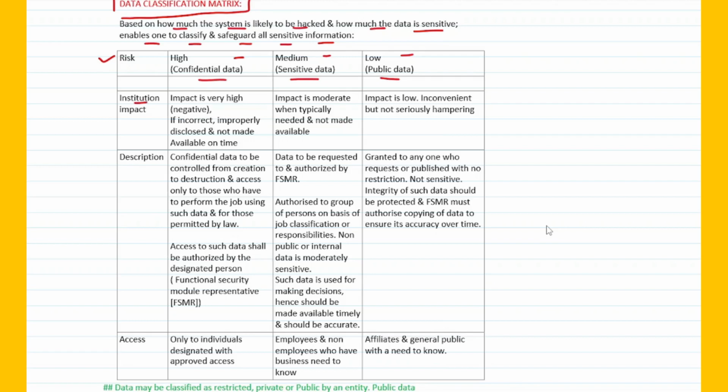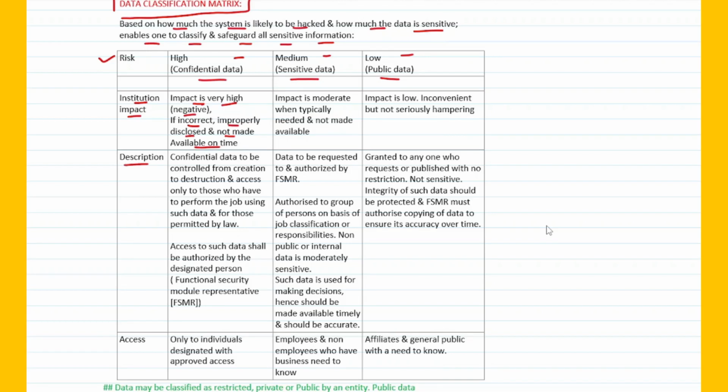First one is institution impact. Okay, what impact does it have? Its impact is very high. Yes or no? If the data is lost or it is not safeguarded, then the impact can be very high or it can be very negative in nature. If incorrect or improperly disclosed and not available on time, in that case that can cause a lot of hardship to the organization, right?